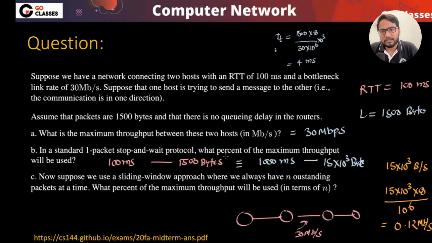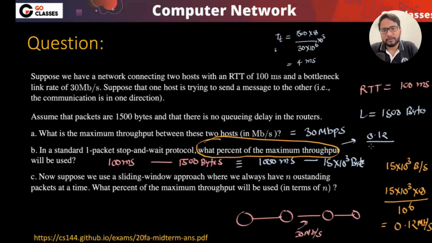But what they're asking is, what percentage of the maximum throughput? They're not asking actually for the maximum throughput that you can achieve. They're asking the percentage of the maximum throughput, which is another way of saying efficiency. So what is the efficiency? Efficiency is whatever throughput you are getting upon the maximum throughput you can get. There are many ways to calculate the efficiency. You can calculate it by dividing by the maximum, 30.